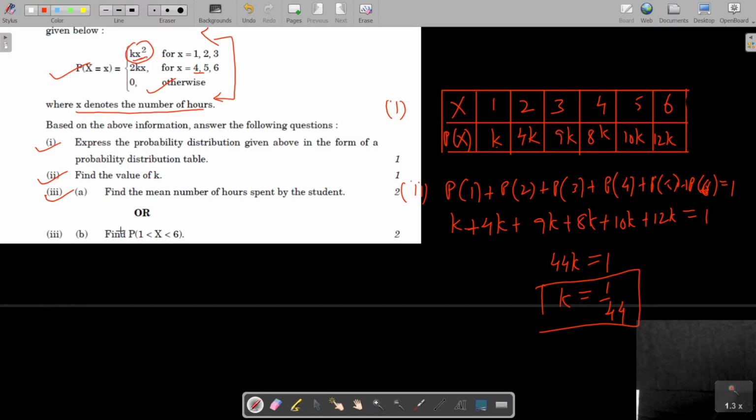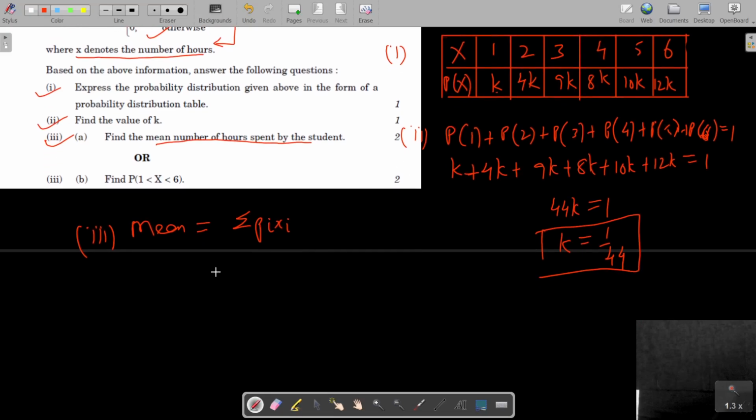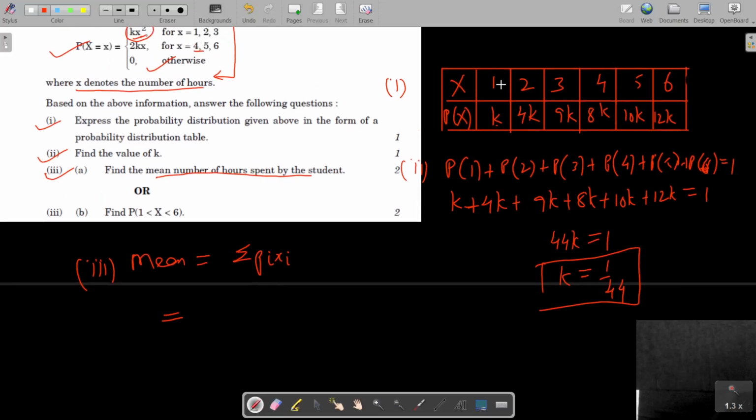Now, for question number 3, part A, we have to find the mean number of hours spent by the student. So we have to find the mean, and the mean is given by sigma pi into xi, where x is the random variable and p is the probability. So let's find the summation. Let's make the product of these.